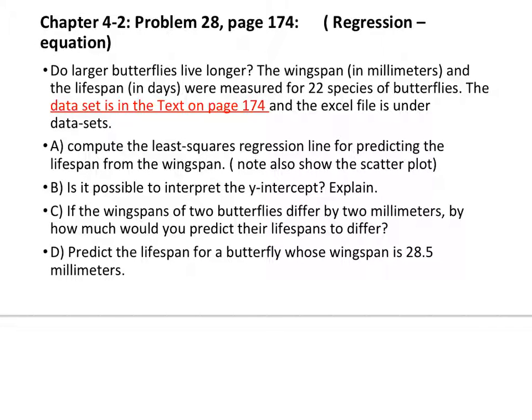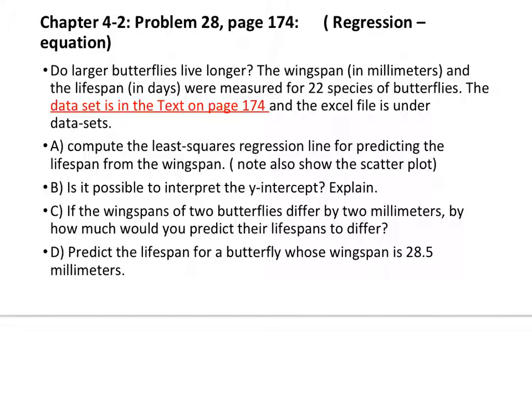So this is chapter 4.2, problem 28 on page 174. In this chapter we talk about finding the regression equation for the data set, and we're going to show you how to do that.